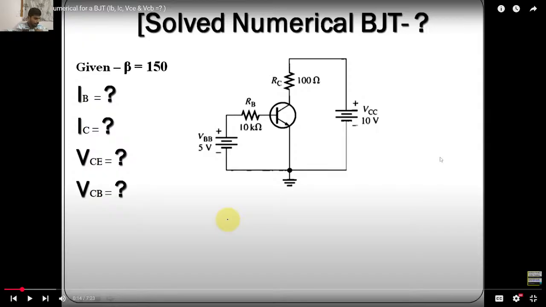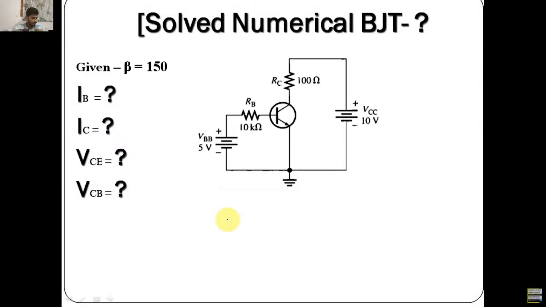Hello friends, welcome to Electronic Circuit Hub. So today we are going to solve this numerical on BJT. This is basically a common emitter configuration, right?